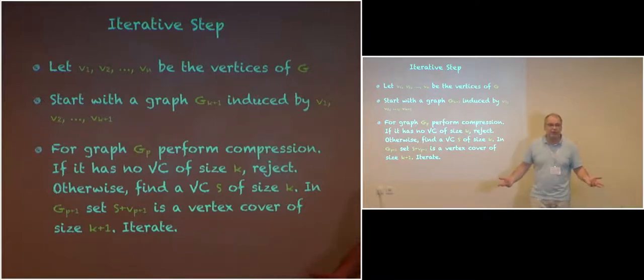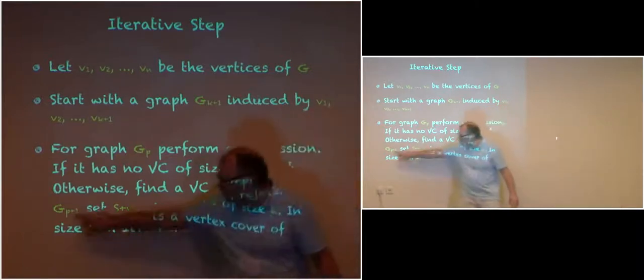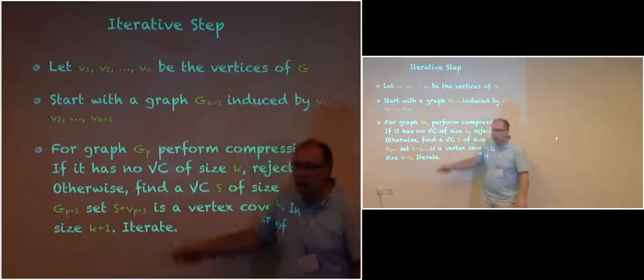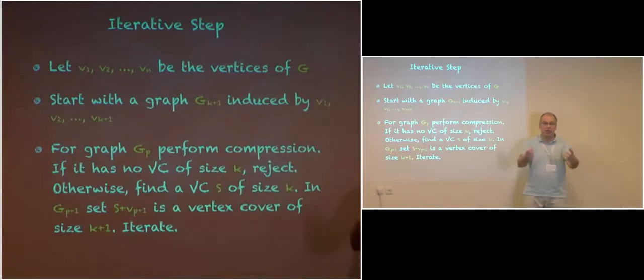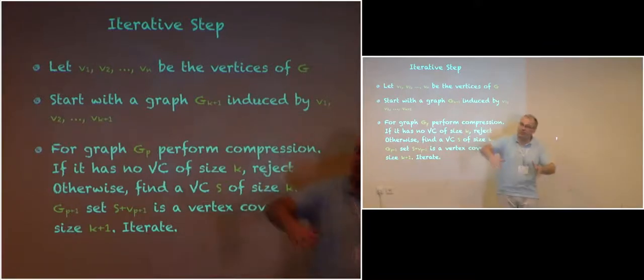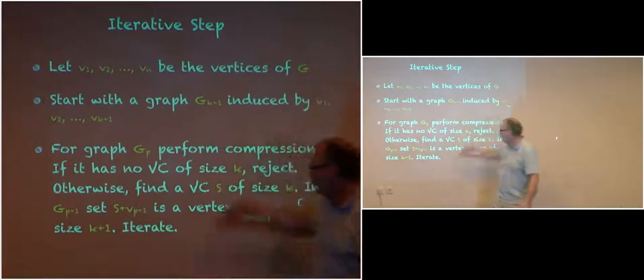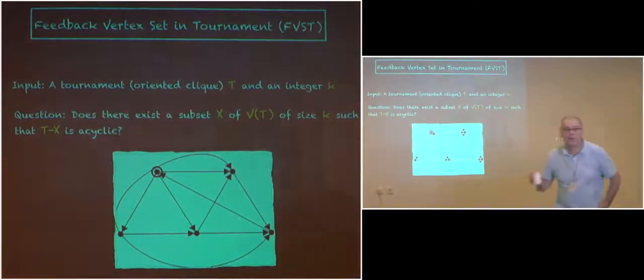Or I find a vertex cover of size k, and then I just add one more vertex. If I have a graph already built on p plus 1 vertices, I add one more vertex to this graph, and I also add this vertex to the vertex cover of size k. Now I have a vertex cover of size k plus 1, and I can proceed again. I do compression. So then I'm iterating. Every time I add a new vertex to the vertex cover, I build a larger graph, I compress, I build a larger graph. So I do at most n steps, and at every step, I run my compression algorithm. That's why the technique is called iterative compression. Right? Let's try to see what we can do for feedback vertex set in tournaments.